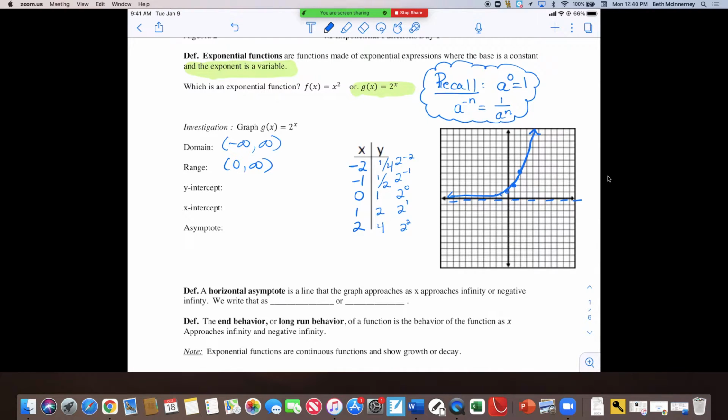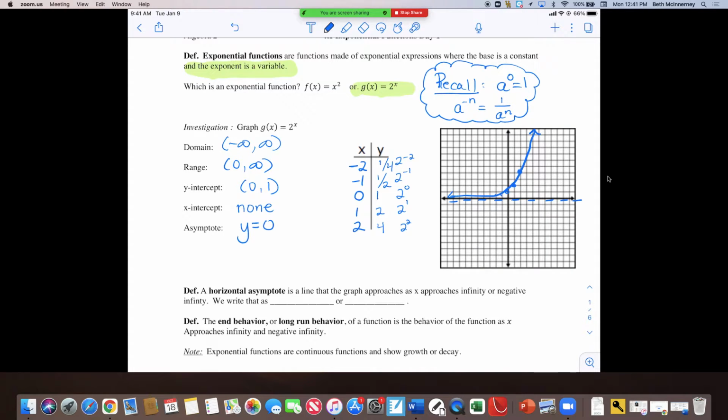It's not going to touch the x-axis as x goes to negative infinity. That's far to the left. My y-intercept is in my table. It's 0, 1. And then guess what? There's no x-intercept. This will not touch the x-axis. And then there is an asymptote. It's a horizontal line of the x-axis, and we call it y equals 0. So this is a parent function, g of x equals 2 to the x power.